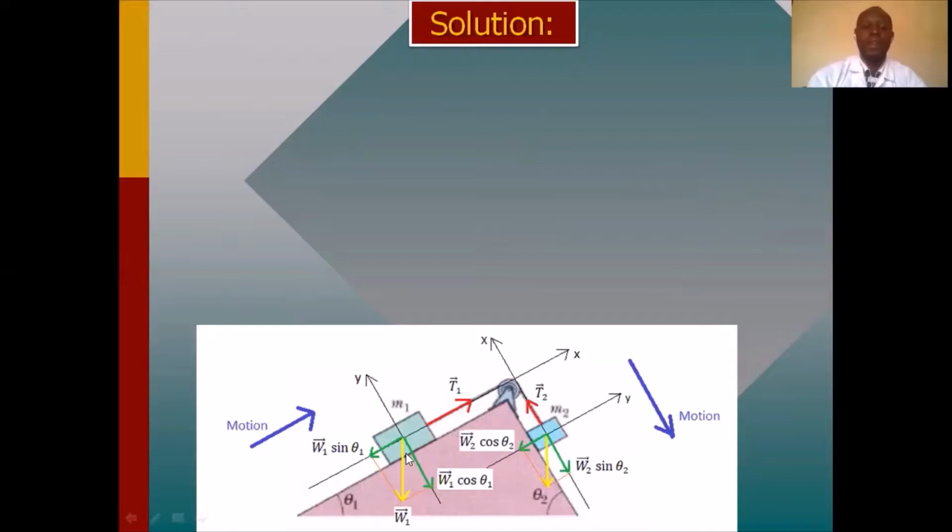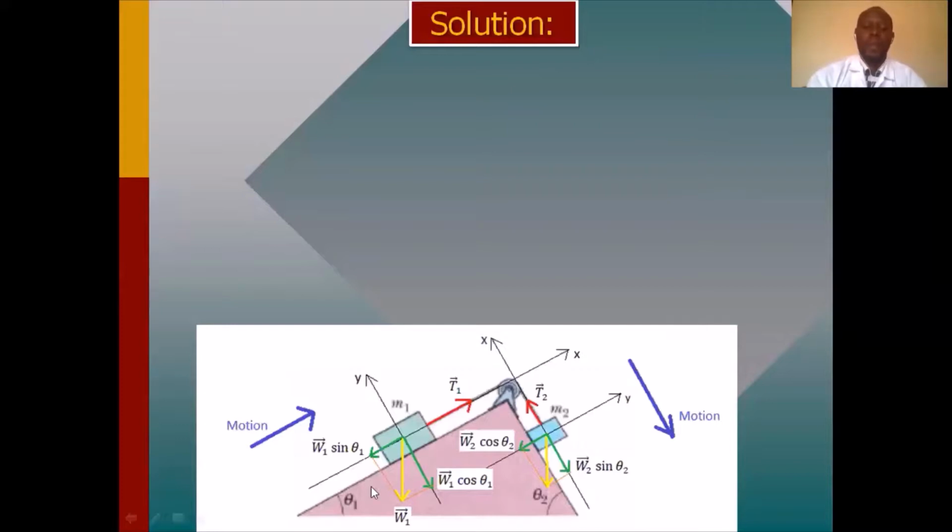So the weight will not be inclined, but as the mass 1 is inclined at 30 degrees, the weight 1 will have 2 components. One component will be perpendicular to the plane, and the other component will be parallel to the plane. So how to get these 2 components? To get the components, we are going to use the angle θ1 of the inclination.